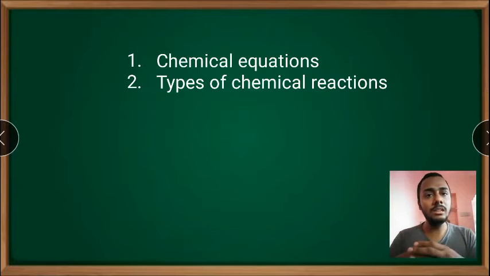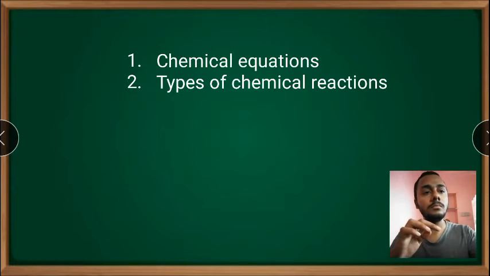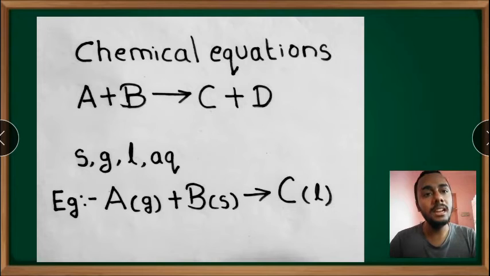In the chemical equations, we will see how to balance a chemical equation. And in the types of chemical reactions, we will see what the different types of chemical reactions are. See, this is a chemical equation. What is given? Here, the reactants are given, the products are given, and also an arrow symbol, which shows the direction in which the reaction takes place.